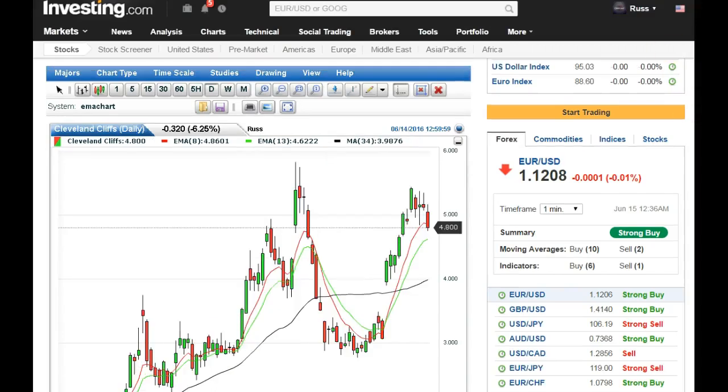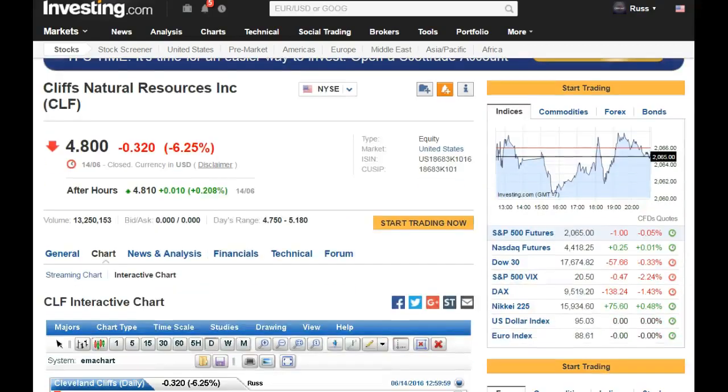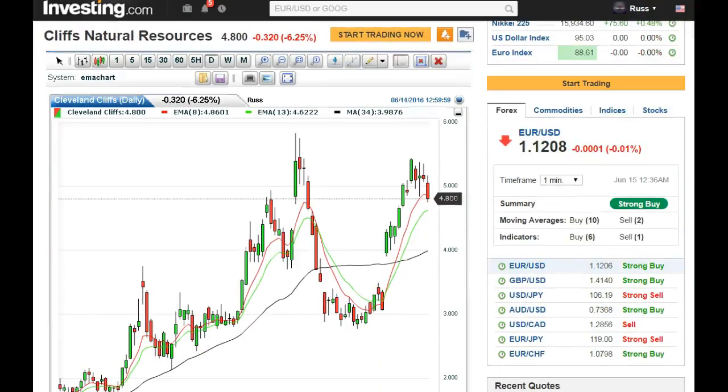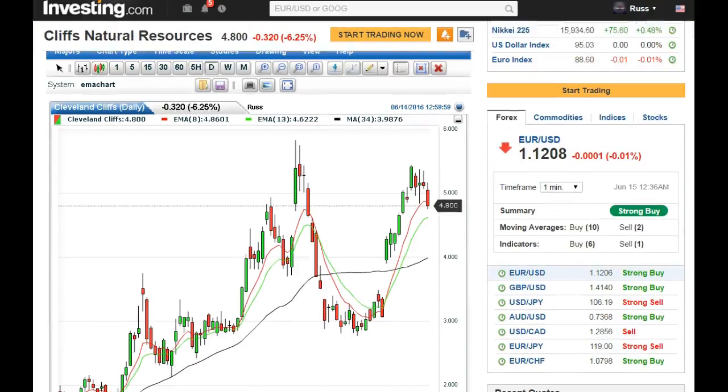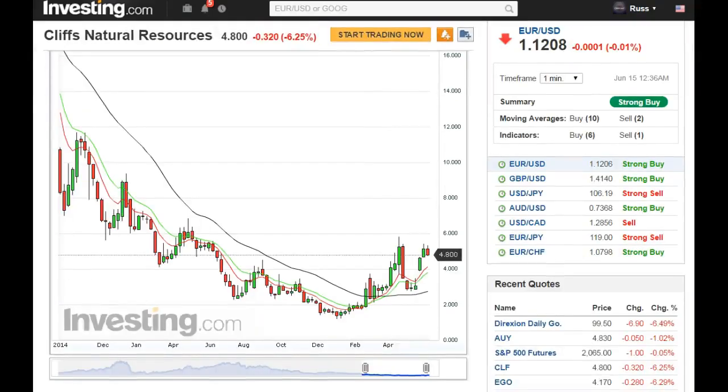Cliffs resources. Cleveland Cliffs resources. Had a good run there, but now it's retracing, and it's below the EMA 8. It doesn't look like it's finished bouncing from the good run it had. So look for a retracement back down to the 8 somewhere, which would be nice pickup. Whether or not this wants to fill the gap either, I don't know.